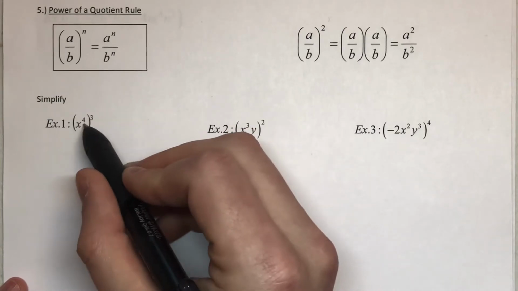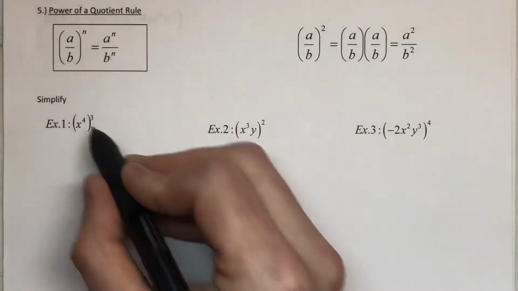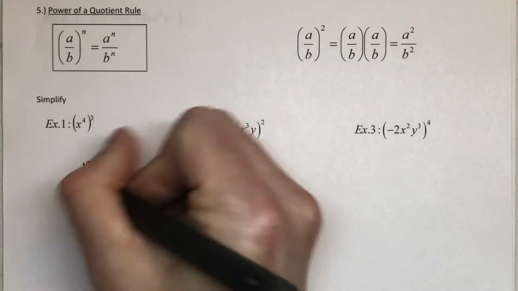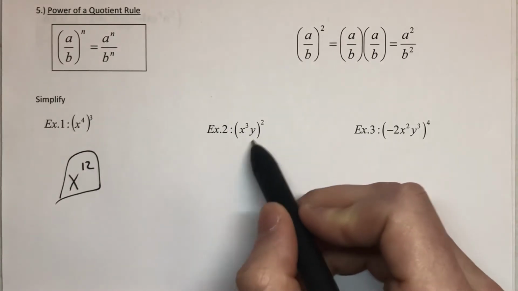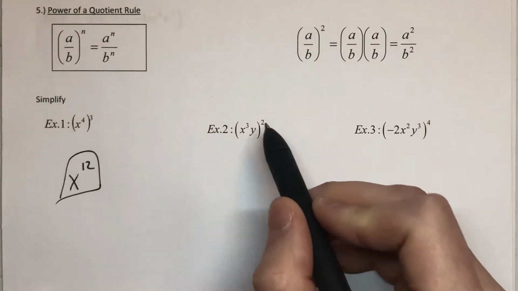But first, just identify base to a power. This is the power rule. And our power rule says to multiply that 4 and that 3. That's all you do. That's it. And you're done. X to the 12th. Now here, you've got multiple things inside parentheses raised to a power.